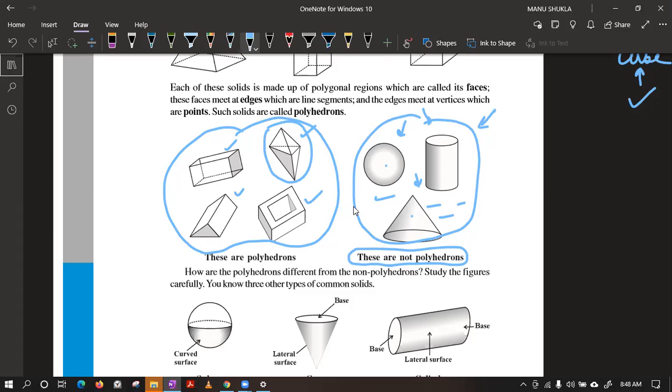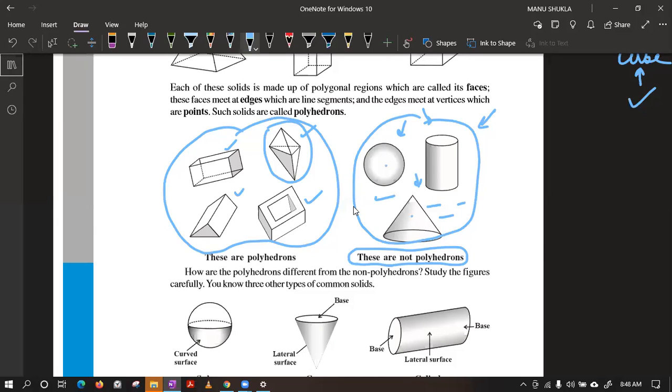Anyone? Why are sphere, cylinder, cone not considered as polyhedrons? Class, please answer. Yes, because of the curved surfaces. Very good, Kriti, Hiteshri. Because they are not made up of polygons only, there are curved surfaces in them. So that's why we don't consider them to be polyhedrons.